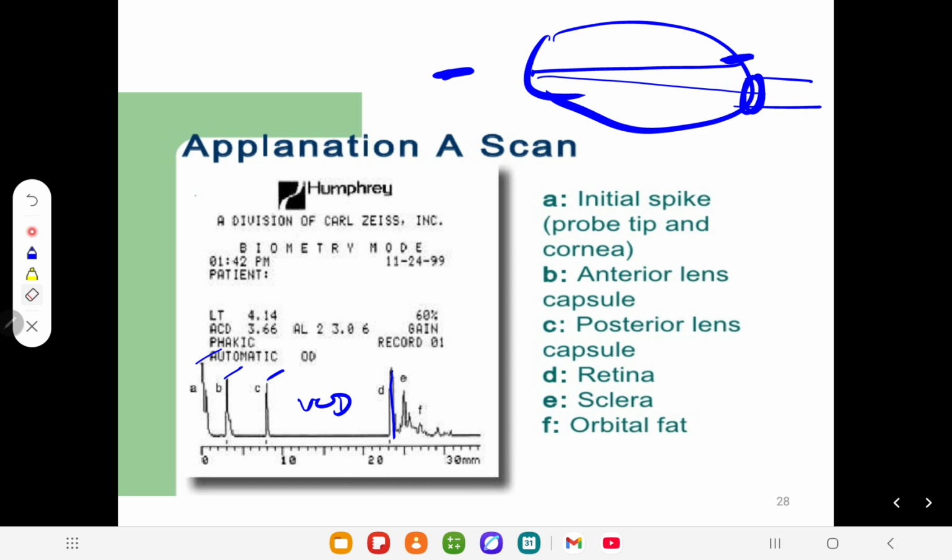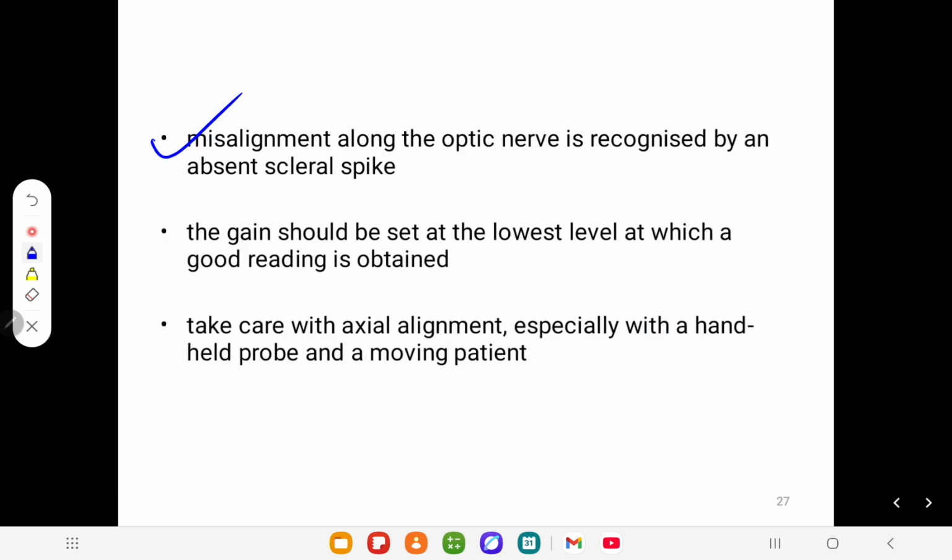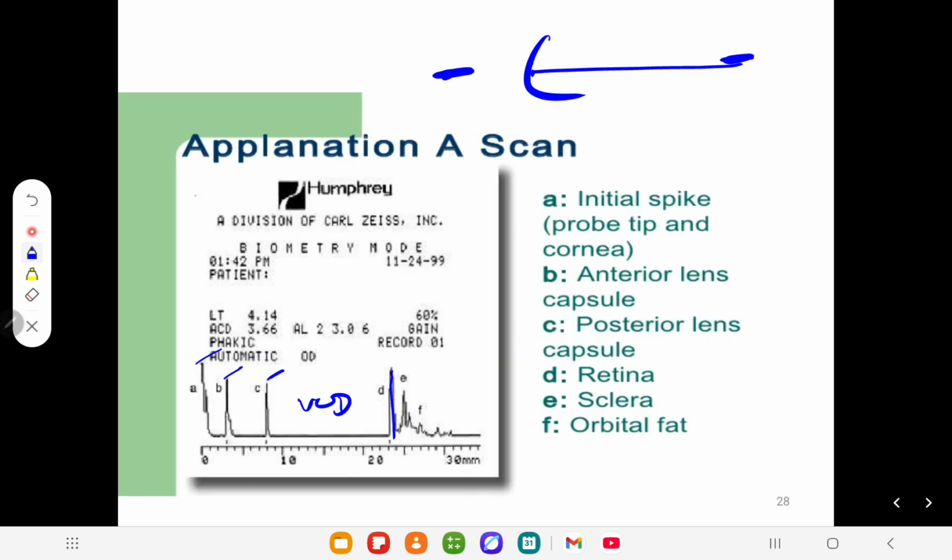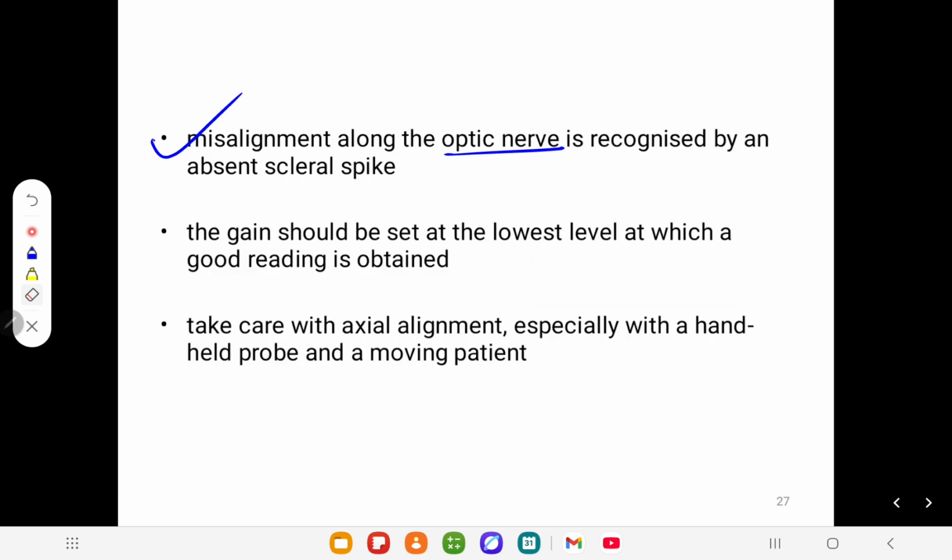If it is absent, then just remember that you hit the optic disc, which is not at all very good, because we don't want distance from cornea to optic nerve. We want distance from the macula, and if you hit macula, then there will definitely be spikes of sclera and spikes of orbital fat. It's very important. So if you hit the optic nerve, there is absence of scleral or even orbital fat spikes.